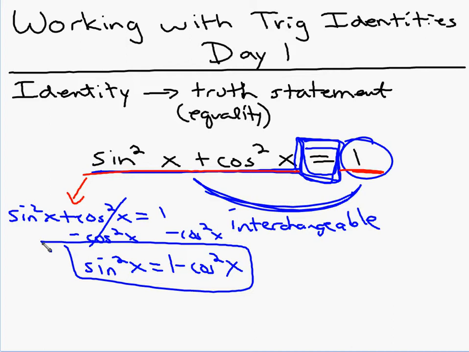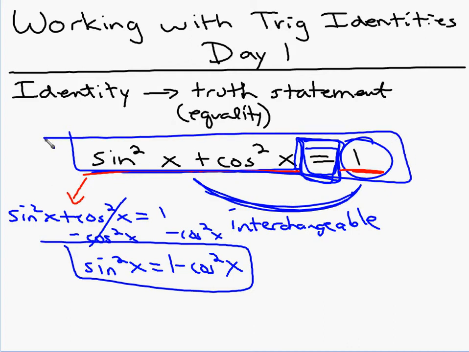The fact that sine squared x is the same thing as 1 minus cosine squared x. That also, just like up here, this first form of the identity where I said that the left and right sides were interchangeable, well, that's the same thing here. These two sides are interchangeable. Any place I see a sine squared x, I could put a 1 minus cosine squared x.